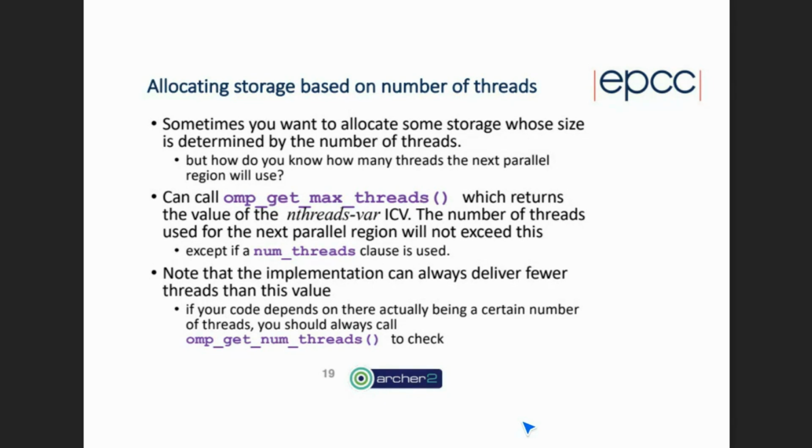It's a bit unfortunate. These internal control variables were a later addition to the specification. So the getter and setter terminology doesn't quite work here. OMP set num threads does indeed reset the value of the nthreads-var internal control variable, but OMP get num threads does not return that value. And OMP get max threads is the actual getter.